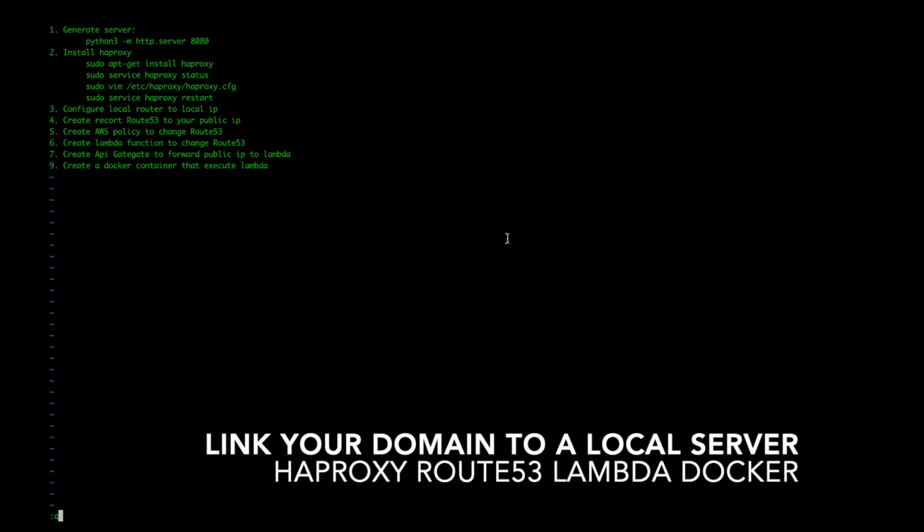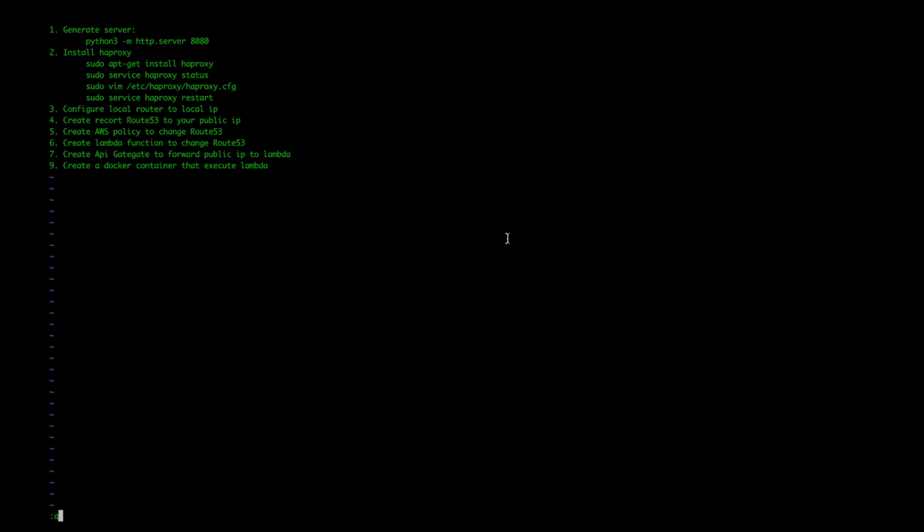In this video we are gonna see how to forward your domain request to your local machine. For this we're gonna follow these 9 steps. The first one is to start a server listening in port 1818.